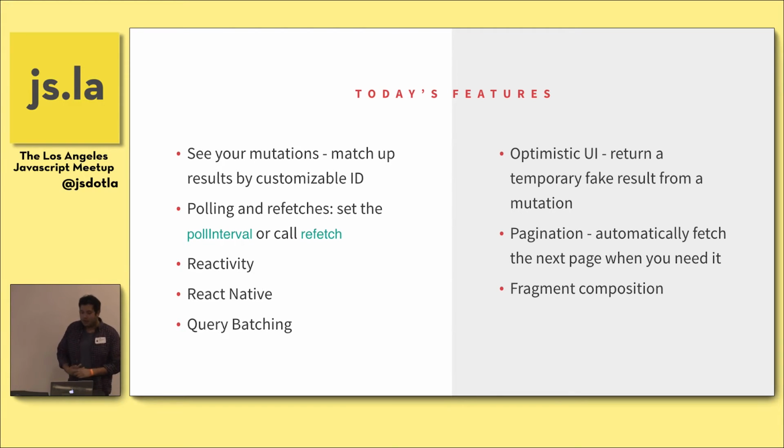Optimistic UI is great, just because you don't want to wait for that latency. Pagination is always pagination. In general, pagination just sucks. It just sucks to get pagination right. Things could change. We handle pagination pretty well, so take a look at that. And then fragment composition. Fragment composition is just like how we build objects in JavaScript today. You want to be able to reuse parts of different schemas. So we have that ability of composing schemas together so you can share different resources and compose them together.